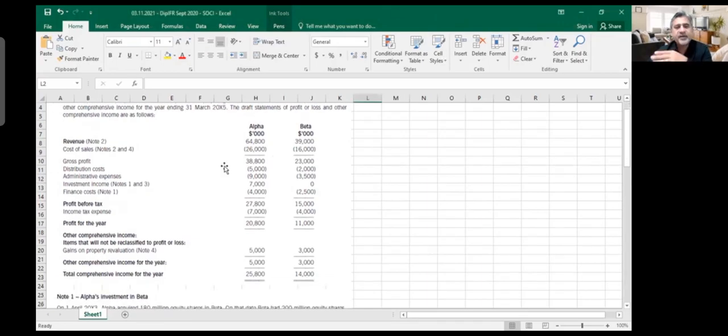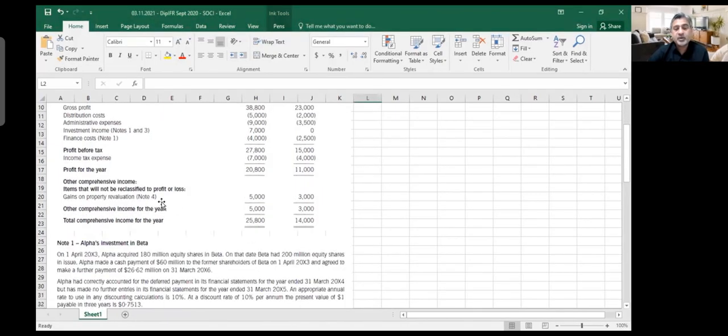So revenue for Alpha, Beta, cost of sale, gross profit, distribution, expenses, etc. And they have given us note 2 for revenue, note 2 and 4 for cost of sale. There is no note here. And then investment income, note 1 and note 3. Finance cost is note 1. And you get to your profit before tax, tax expense, profit for the year, other comprehensive income, gain on property revaluation, note number 4, other comprehensive income, and then total comprehensive income. So let's start reading this.